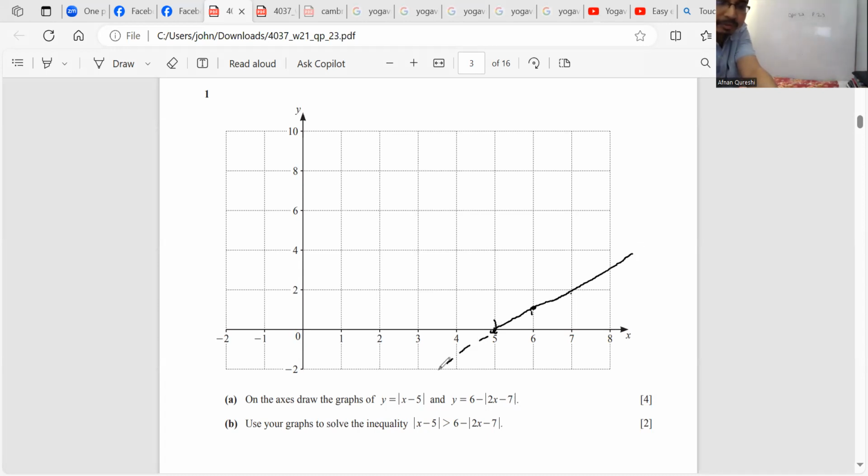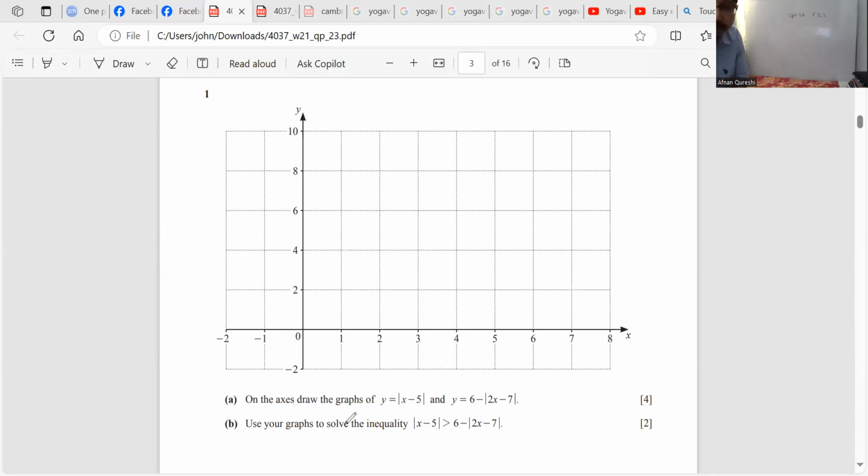It is going in this way also. It will touch at minus 5, the y-intercept. Now, when I do the modulus, what I do is that the part below the x-axis, only that part I just reflect along the x-axis. Then the graph will become like this. So basically, I just draw the graph of x minus 5, then with modulus, the part below the x-axis, I just reflect along the x-axis.